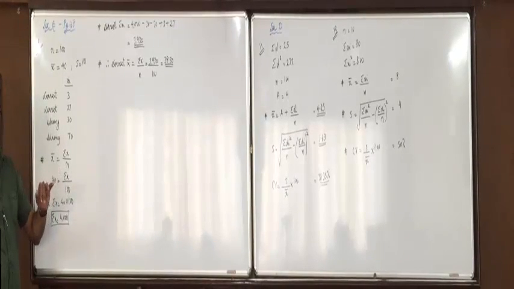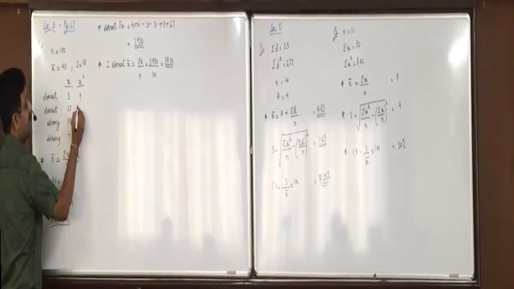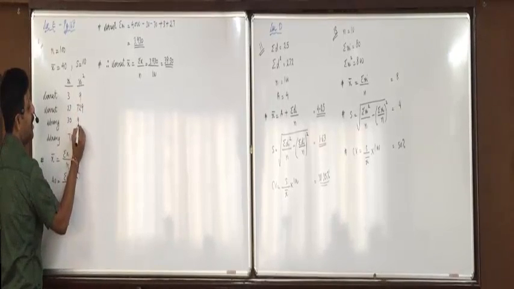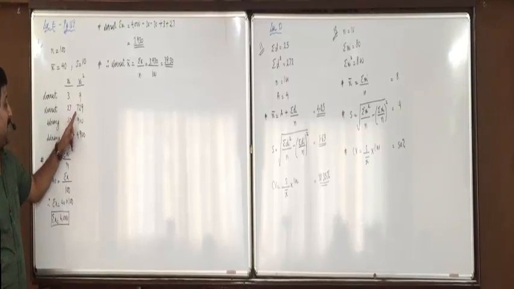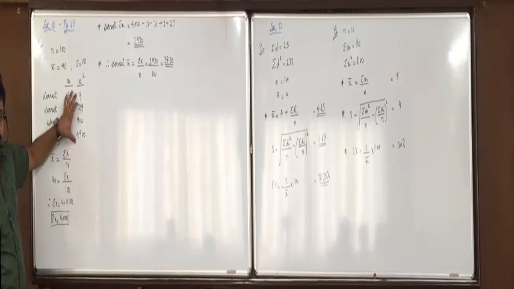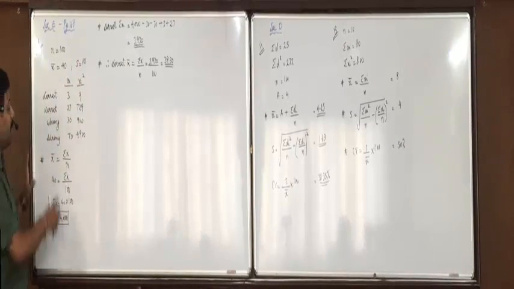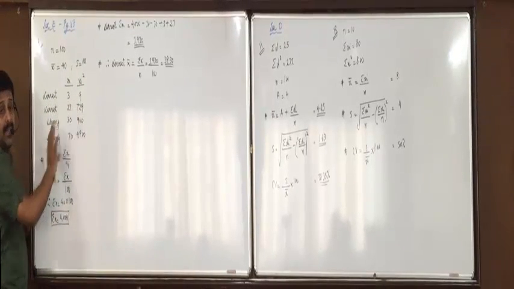Once you get sigma x square, that is the wrong one. How will you get the correct one? From sigma x square, you'll subtract the squares of the wrong ones and add the squares of the correct ones. 3 square is 9, 27 square is 729, 30 square is 900, 70 square is 4900. In sigma x square these wrong values are included. So whatever sigma x square we get, we'll minus the wrong ones, 900 and 4900, and add the correct ones, 9 and 729.